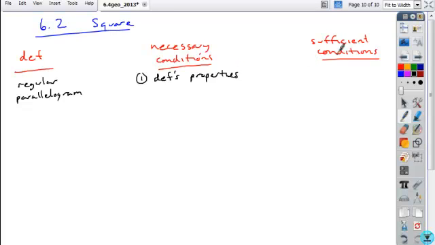Okay, and then as far as its sufficient conditions, if you can take one condition from the rectangle and one condition from the rhombus, then you will have your square. Okay, so as far as the sufficient conditions for a parallelogram to be a square, it has to have one of the sufficient conditions from each of those.